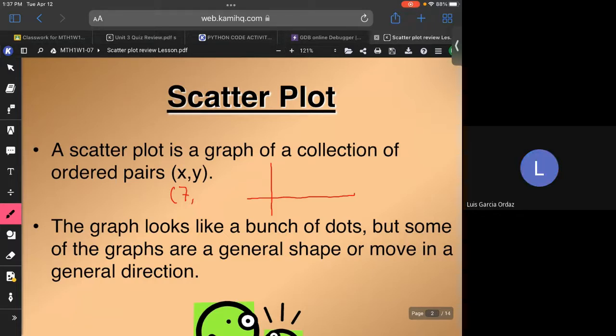5. Okay, so what you're going to do first is identify your x value on the x-axis. So you're going to identify where 7 is. So 1, 2, 3, 4, 5, 6, 7. 7 is right here. And now you're going to identify where 5 is on your y-axis. So you're going to go up and find 5, which is around here. So this would be your point. That would be 7, 5.